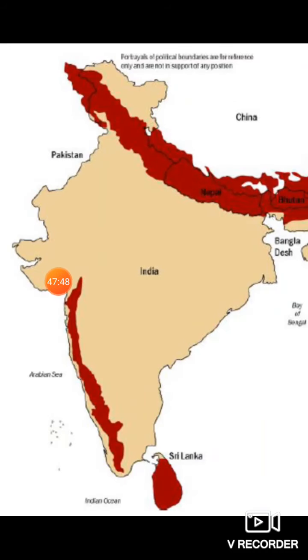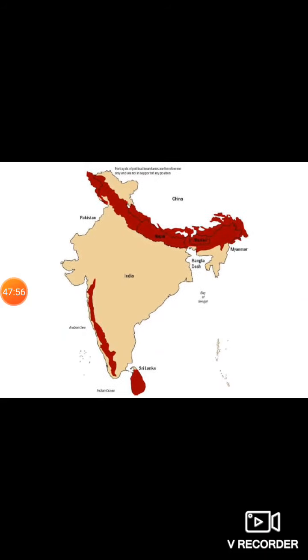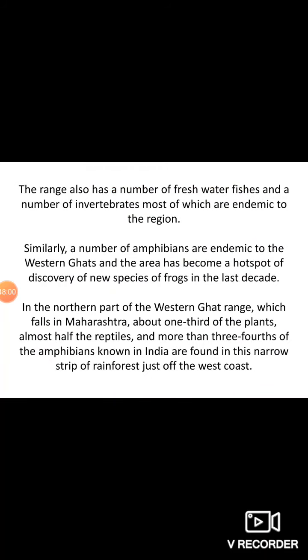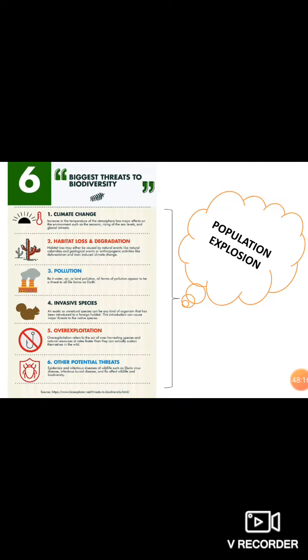This tip you can see falls in Maharashtra, and they say this is such a biologically rich region. You can see the biological richness there. You can see lots and lots of plants, reptiles, amphibians, all there in that narrow strip of the rainforest just off the west coast. So that is the beauty of the Himalayas and the Western Ghats.